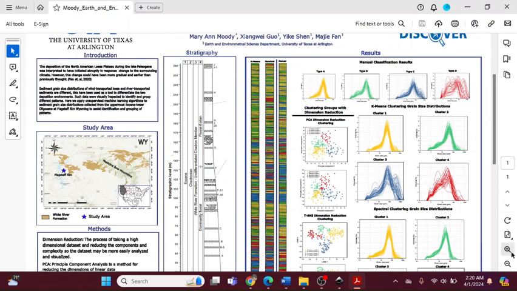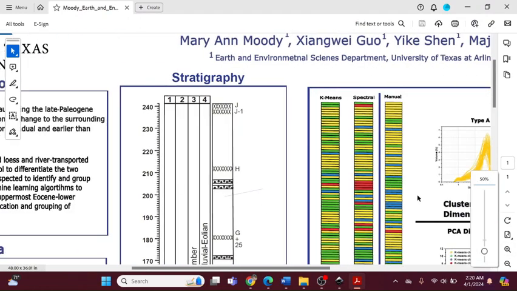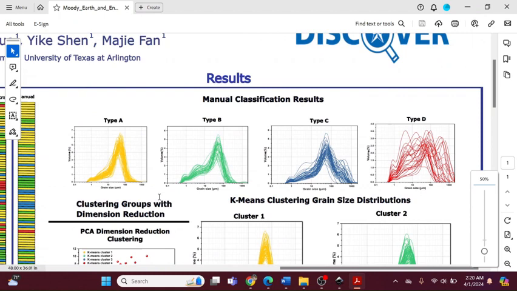So if we take a look at our manual classification results, we can see that type A is our typical aeolian distribution. Type B is very similar to type A, but with a hump between 1 and 10 micrometers. Type C is our second aeolian variant with a hump between 100 and 1000 micrometers. And type D is our fluvial that has a lot of variance in grain size.